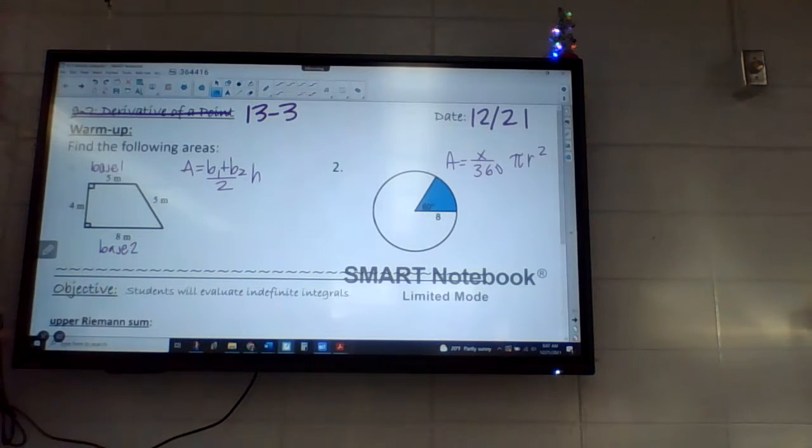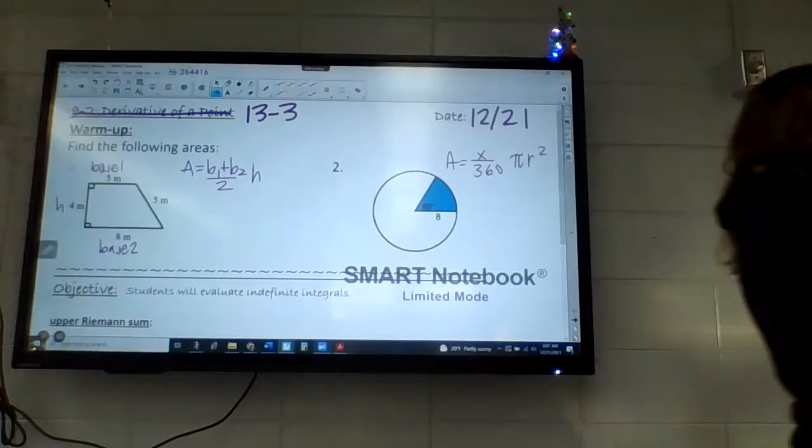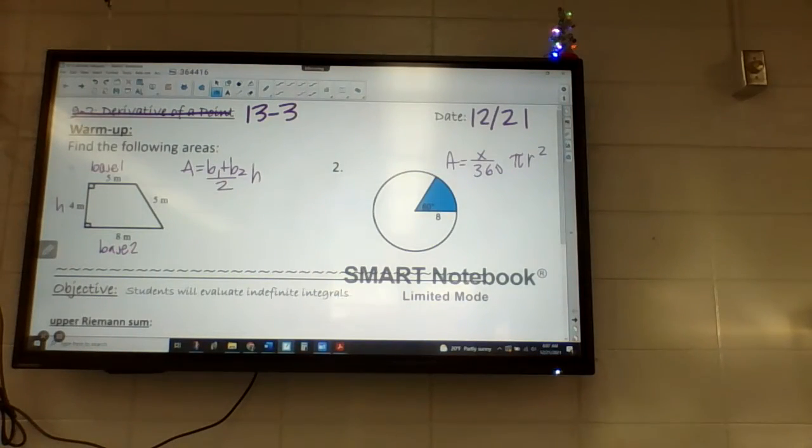Now, the h is the height, and that's always perpendicular with the bases. So the height in this case would be 4. And you have to follow order of operations. So base 1 and base 2 actually get added first because they're in kind of a grouping symbol with that division bar.